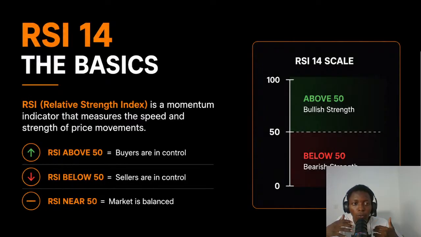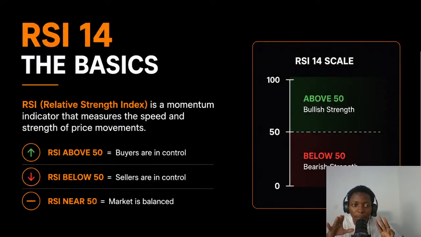Sorry, guys. So the key level that we're going to be looking at, the main level that we're going to be watching, is the 50 level. I want you to think about the 50 level as the middle of the scale. If RSI is above 50, it generally indicates positive momentum, meaning the market has bullish momentum, while if RSI is below 50, it generally indicates negative momentum or a bearish market.